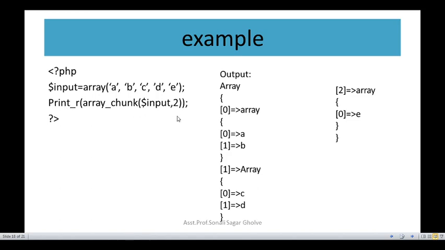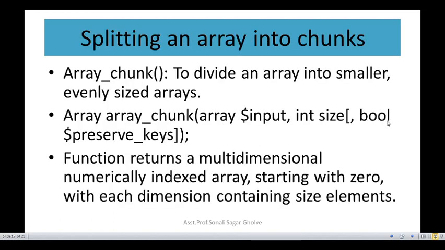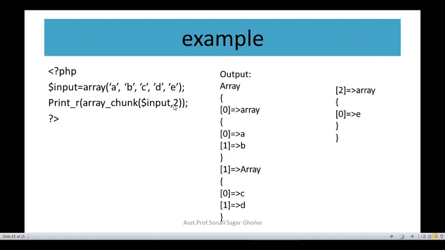array_chunk($input, 2). So divide this array into two-element parts. Okay, this 2 is your size. So here the size is 2. So the first sub array will be AB, second is CD, and last is your E, because here only one element is remaining.